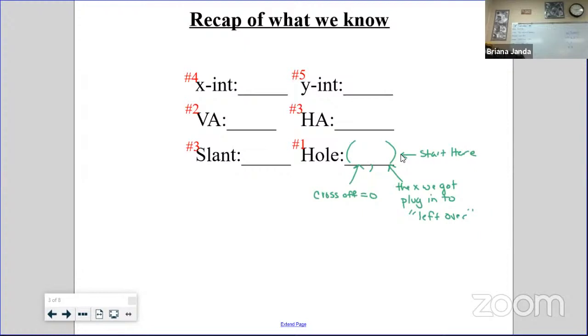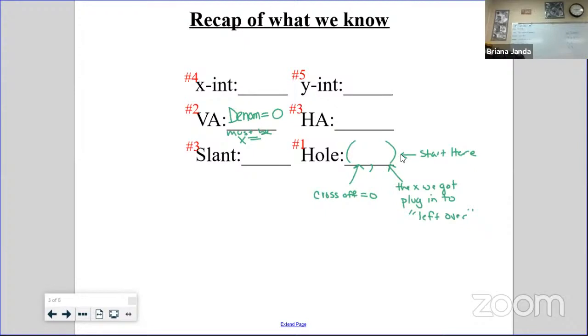We went to our vertical asymptotes. Our vertical asymptotes were our denominator. Anything in our denominator set equal to 0 must be x equals. Our vertical asymptotes have to be written as an x equals because they are vertical lines.